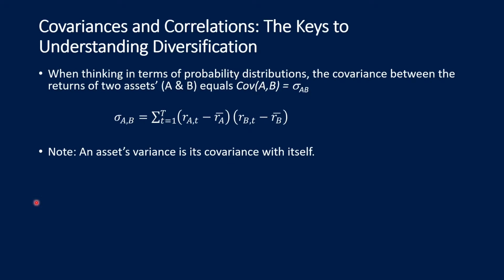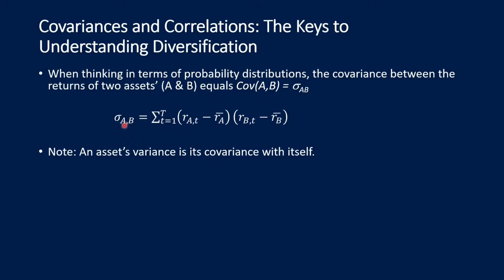Let's have a brief look into covariances and correlations, which are the keys to understanding diversification. So, when thinking in terms of probability distributions, the covariance between the returns of two assets, let's call them A and B, equals the covariance of A and B, which is typically written with the Greek small letter sigma and AB in the index.